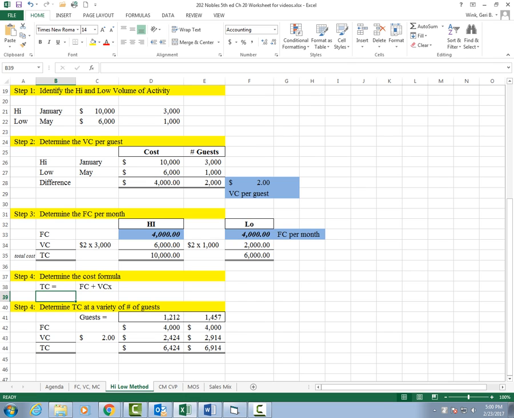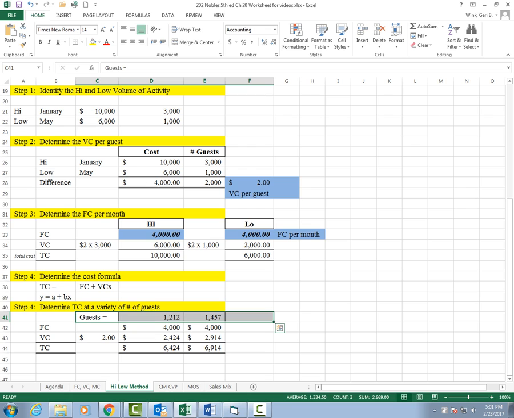Okay, the formula for the slope of a line, so there's some math behind all this. It's Y equals A plus BX, where Y is total cost, A is fixed cost, B is variable cost, and X is the number of units. So if I take it out of a math formula and put it into something I understand, I'm going to say that total cost equals my fixed cost plus my variable cost times however many units or guests or whatever it is. So if I want to determine the total cost at a variety of guest levels, I can do some sensitivity analysis on it.